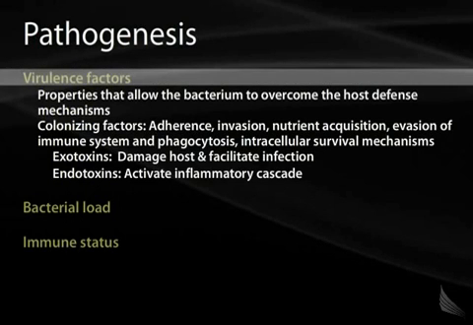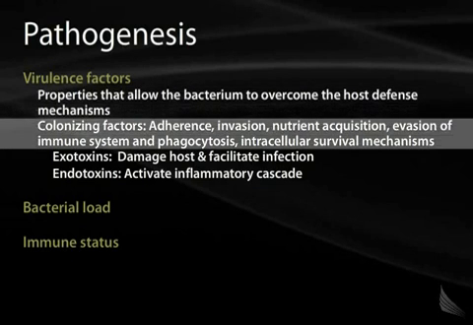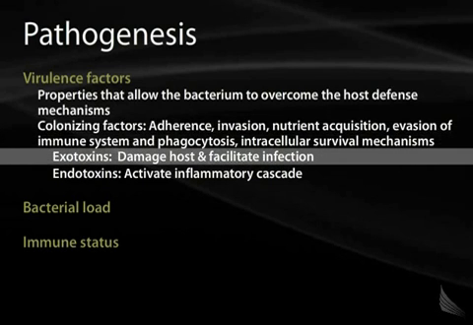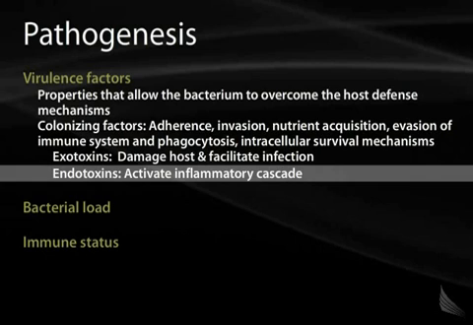Bacteria, on the other hand, have a number of virulence factors, which are properties that allow the bacterium to overcome the host mechanisms. They have colonizing factors which help them adhere, invade, acquire proper nutrients, evade our immune system and phagocytosis, and they go intracellularly and have survival mechanisms there. Exotoxins are made by bacteria which damage the host and facilitate infection. Endotoxins activate an inflammatory cascade.